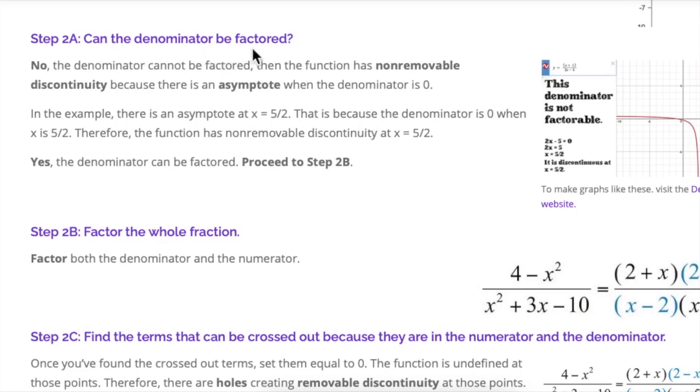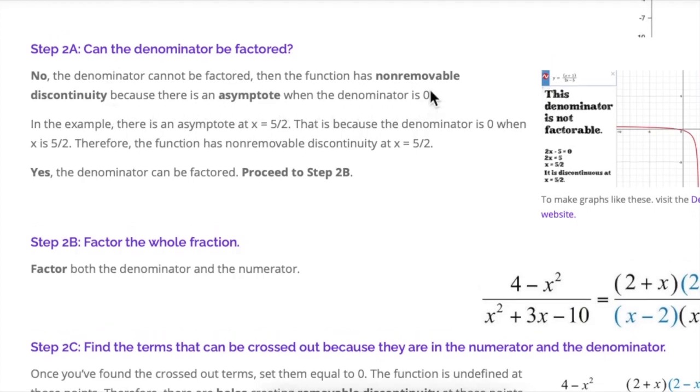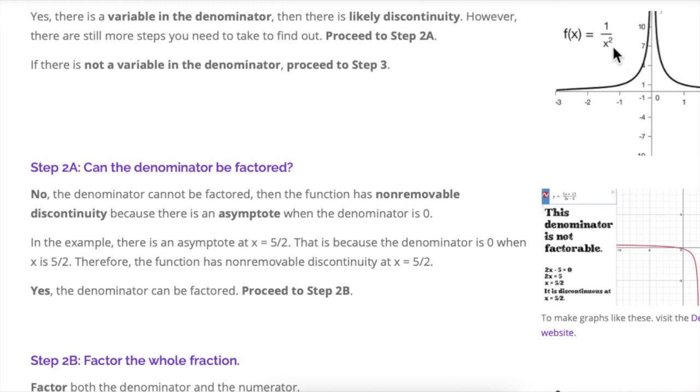Step 2a, can the denominator be factored? If the answer is no, the denominator cannot be factored, then the function has non-removable discontinuity because there is an asymptote when the denominator equals 0. So if you look right here, this cannot be factored, it's just x. So when x is 0, there is an asymptote right here.